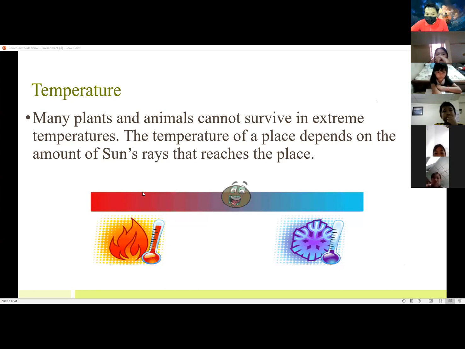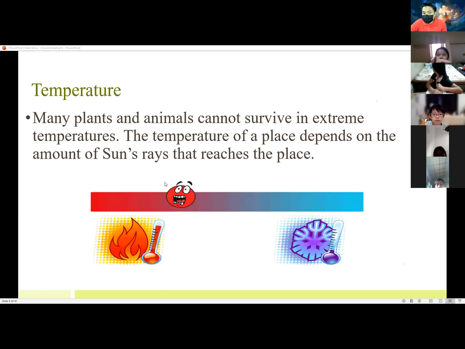No. How about the penguins? No. How about the ostrich? Can the ostrich live in cold temperatures? No. That's why it depends. Okay. And then the temperature also depends on the amount of the sun's rays that reaches the place.